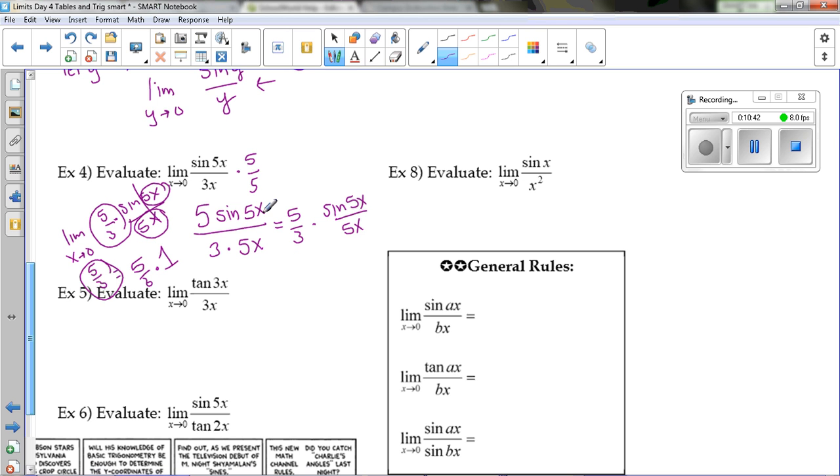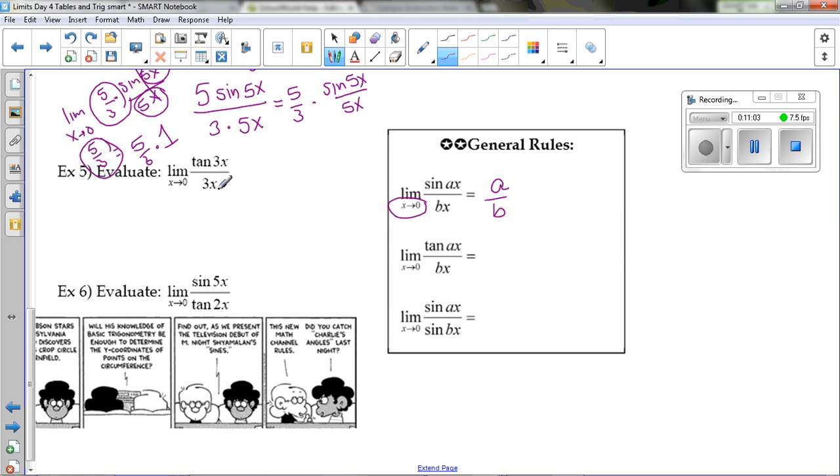For all of these reasons, for all this work I did, all you really need to remember is that assuming x is headed towards 0, the sine of ax over bx, that limit is going to go to a over b. Because every time you can make the angle part match the bottom with a little bit of coefficient tricks.